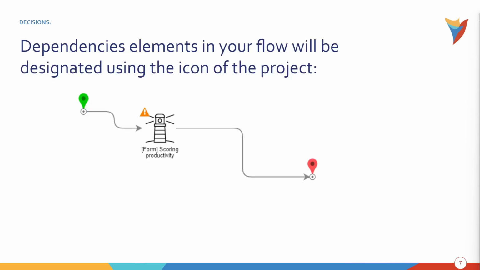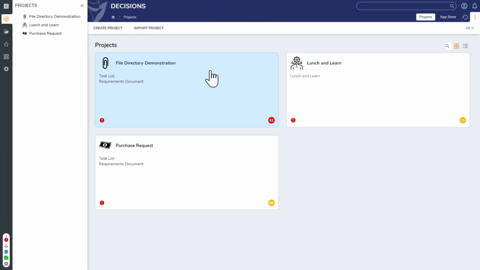The dependency elements in your flow will be designated using the icon of the project. For this particular example, we have that lighthouse icon for that project, and because it is a dependency, it utilizes the icon instead of the default Decisions icon. All right, so let's take a quick look at what this is going to look like in Decisions.